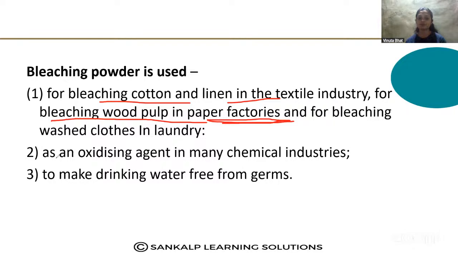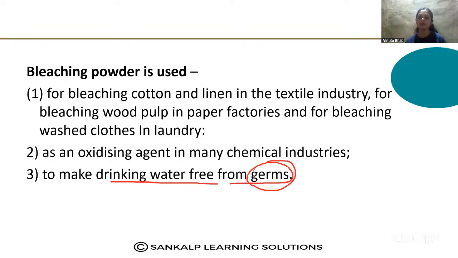Then as an oxidizing agent in many chemical industries, it is also used in many chemical industries, and to make drinking water free from germs. So that is also a very important use of the bleaching powder. Okay, so these are the uses of the bleaching powder. I hope this concept is clear.